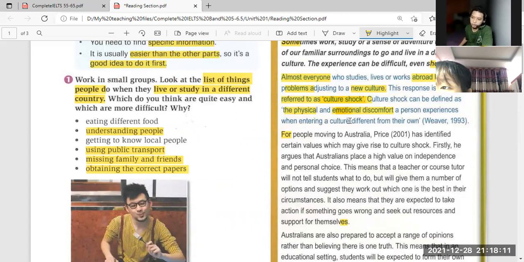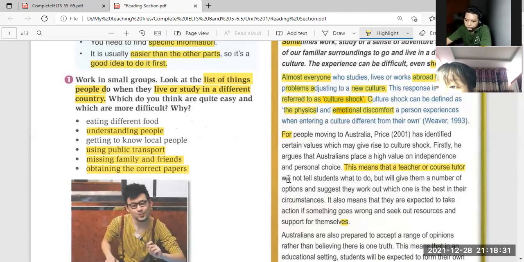Can you find teacher or suggest? I find teacher and suggest. Okay, where is the teacher? This means that a teacher or course tutor will not tell the students what to do, but will give them a number of options and suggest, and they work out which one is the best in their circumstances. So we have teacher here and we have the word suggest.